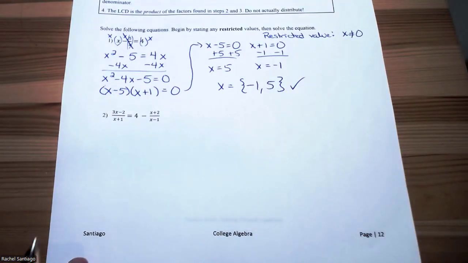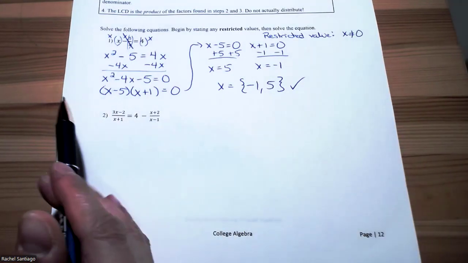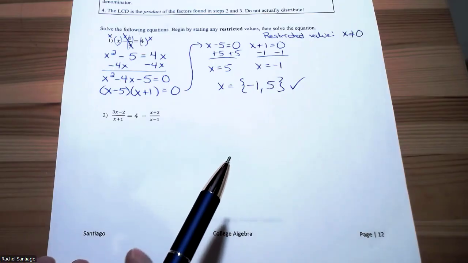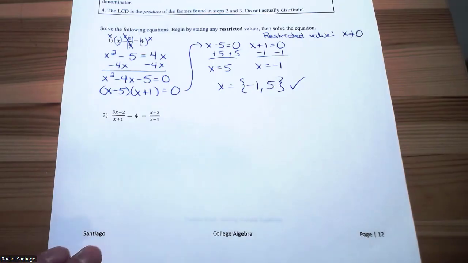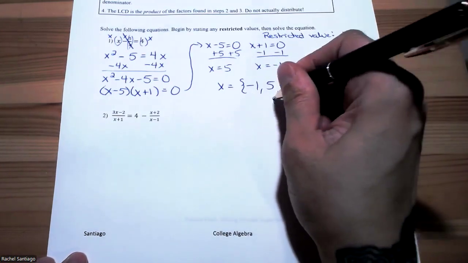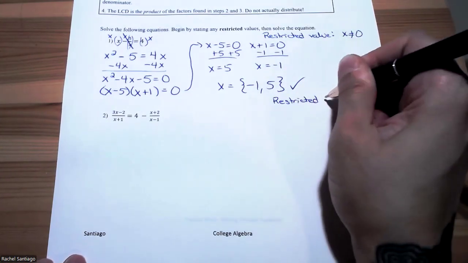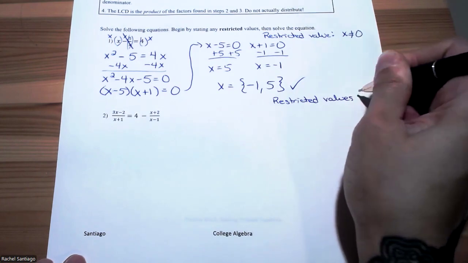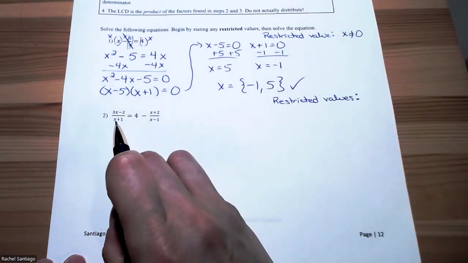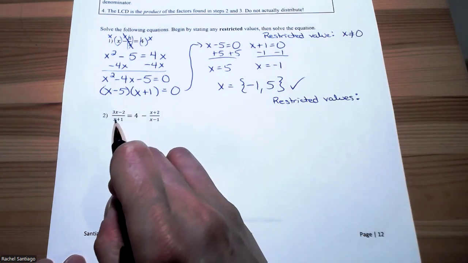For problem number 2, notice your denominators are already factored. There's literally nothing else we could do about this. So what we're going to do is start by identifying our restricted values. To figure that out, we're going to set each of these equal to 0.